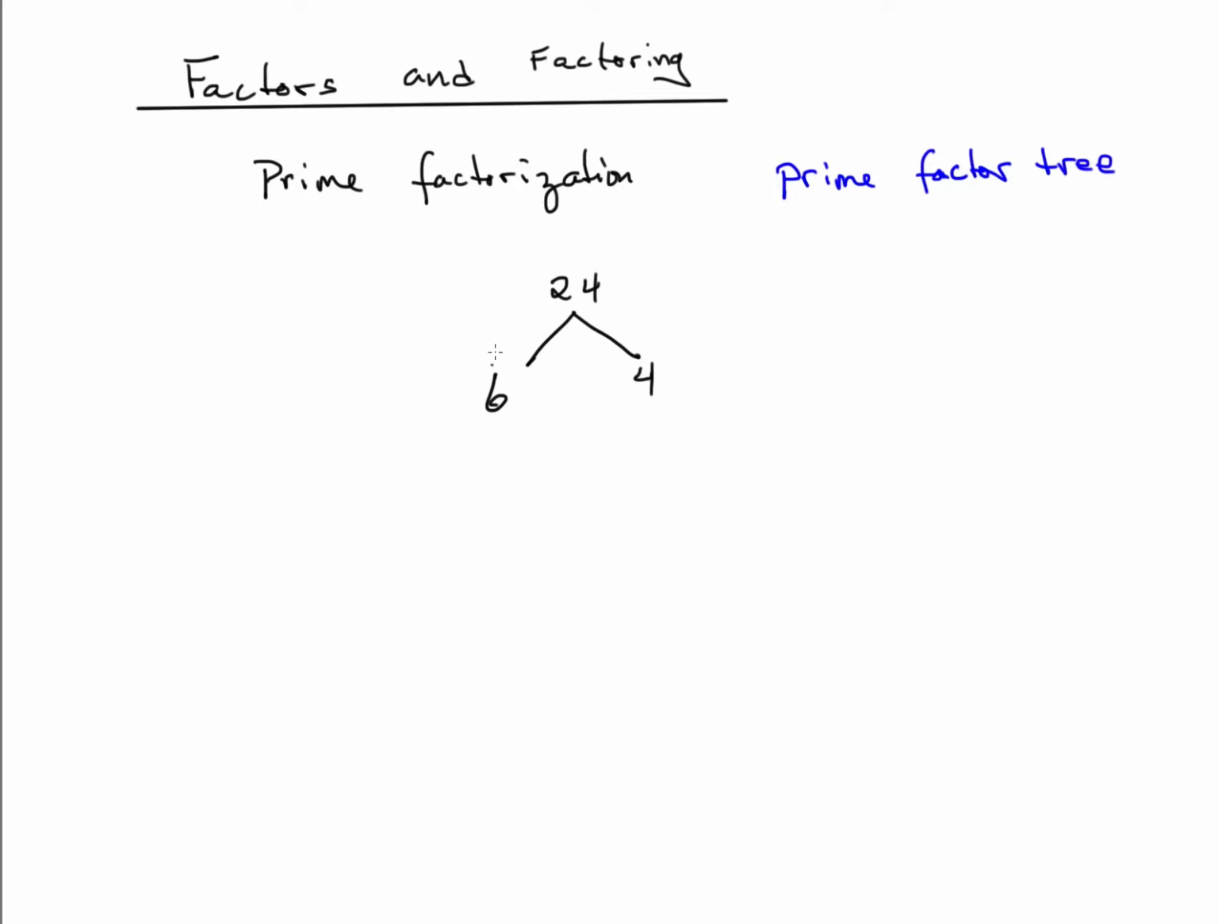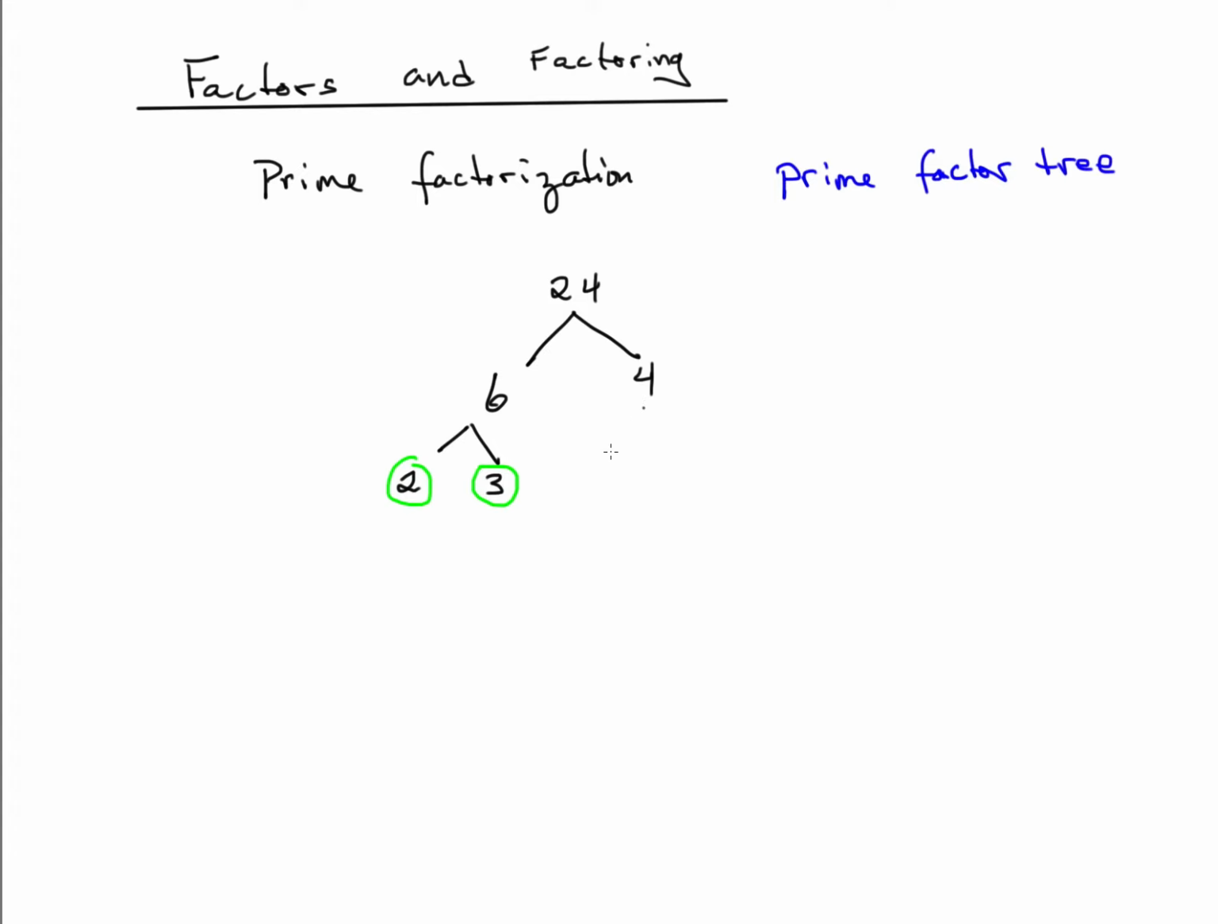Now from there I'm going to continue to branch off until the last branch contains only prime numbers. So for example, 6 I can split into 2 times 3. So 2 times 3 will give me 6. Now 2 and 3, both of those are prime numbers. The reason is 2 only has 1 and itself as a factor, and 3 will only have 1 and itself as a factor. Therefore, I know they're prime numbers. So I circle prime numbers when I get to them so that I know that on that branch I'm done.